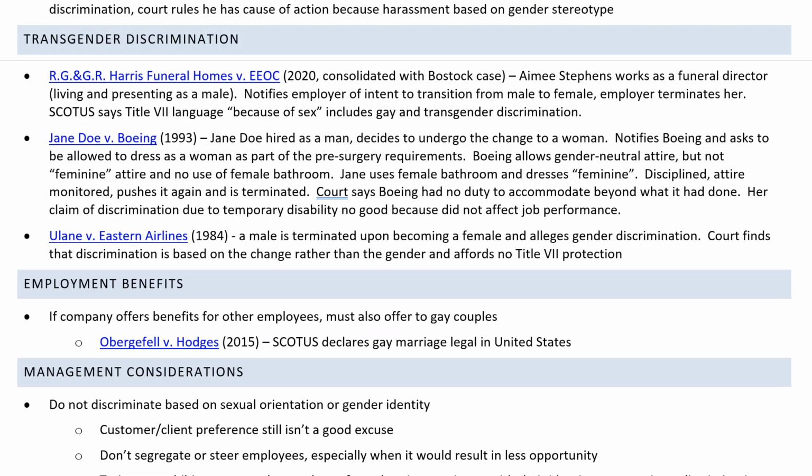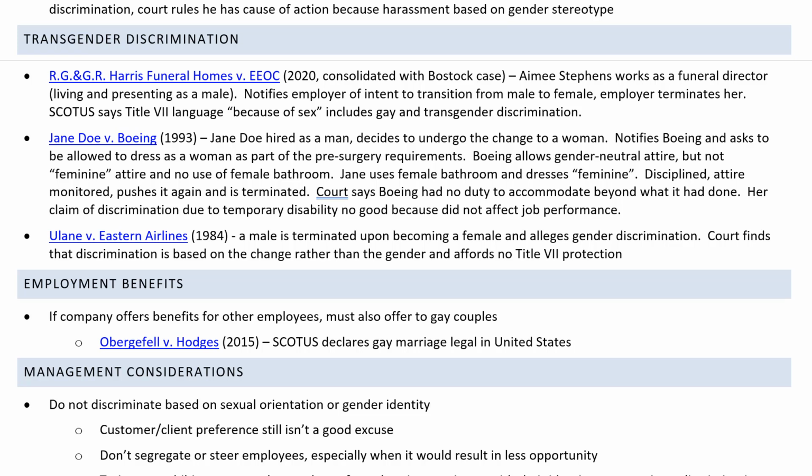Under transgender discrimination specifically, the prevailing case right now is this 2020 case, R.G. & G.R. Harris Funeral Homes versus EEOC, which was then consolidated with the Bostock case. We had a person, Amy Stephens, who was working as a funeral director, who was living and presenting as a male. So it was a biological female living and presenting as a male working at the funeral home. They notified the employer of their intent to transition from a male to a female, and then the employer terminated her.